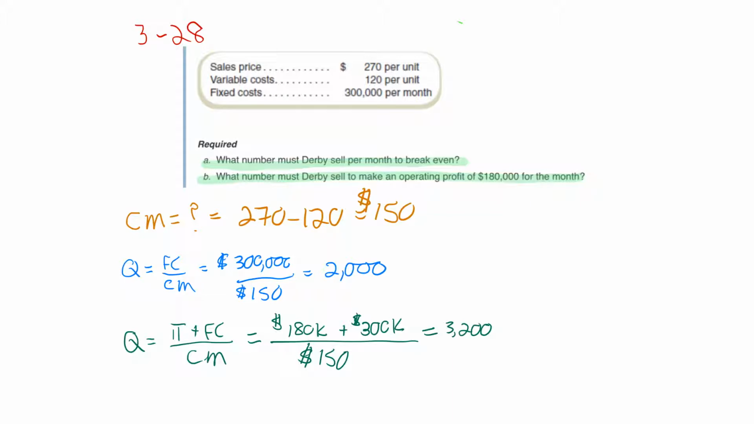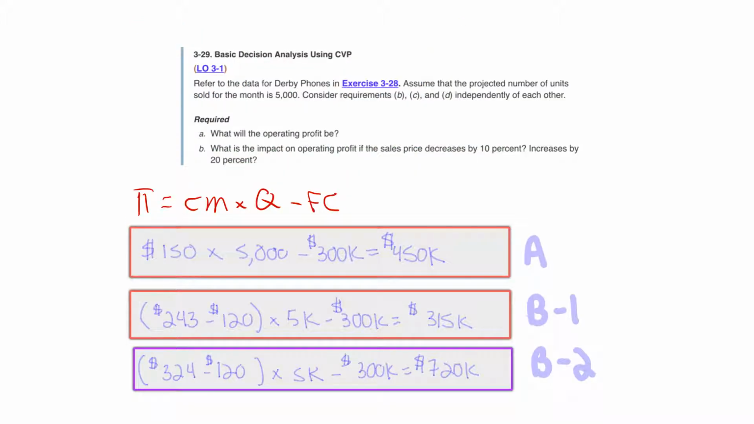For Part B, what number must they sell to make an operating profit of $180,000 per month? We're going to use the target profit formula. So we add $180,000, the target profit, to the fixed costs, divide by the contribution margin, and we end up with 3,200 units. Now let's look at problem 329.